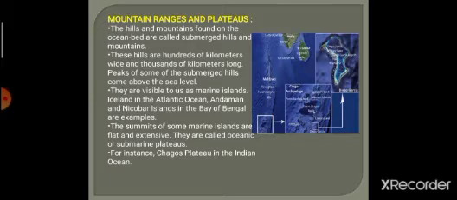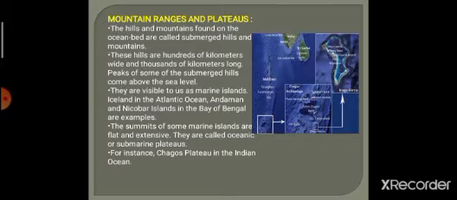So those peaks of submerged hills which can be seen on the surface of the water are actually the islands for us. So they are visible. Examples are Iceland in the Atlantic Ocean and our Andaman and Nicobar Islands in the Bay of Bengal in India. These are examples of submerged hills and mountains.